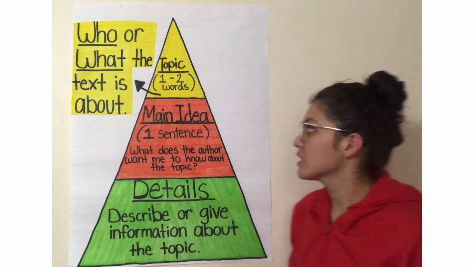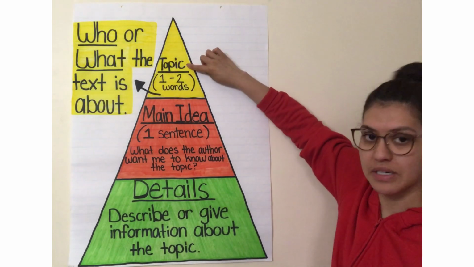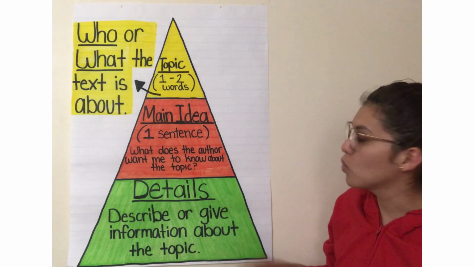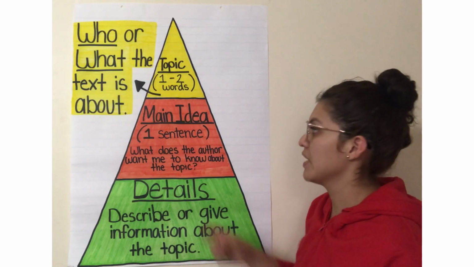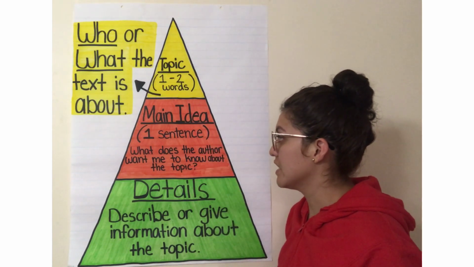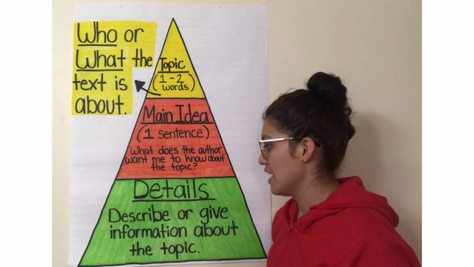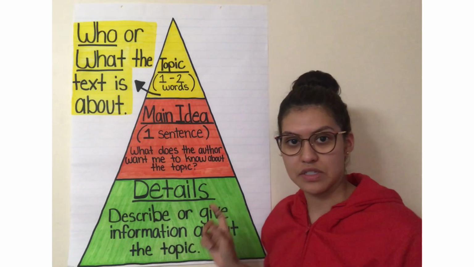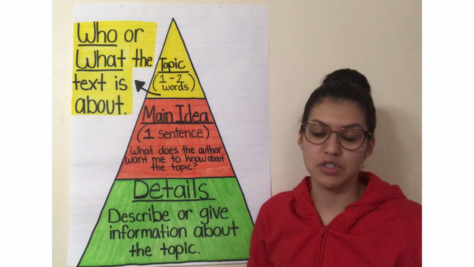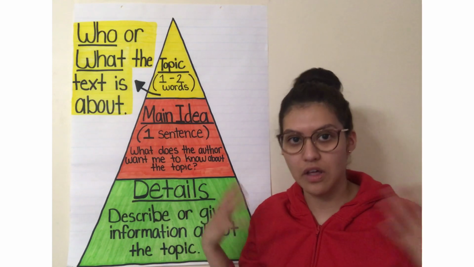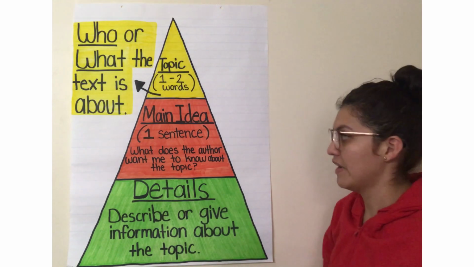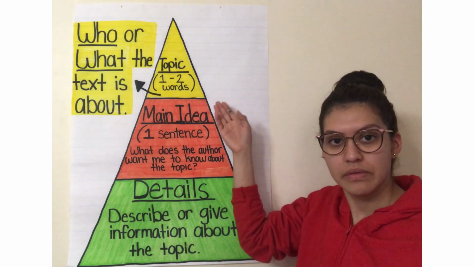So if we look at the top part, we have the topic. The topic is usually 1 to 2 words. Then we have our main idea. Our main idea is usually one sentence. And then we have the details. Usually there's a lot more details, so it's usually more than one sentence. It's kind of all the proof that you can find that help prove the topic.